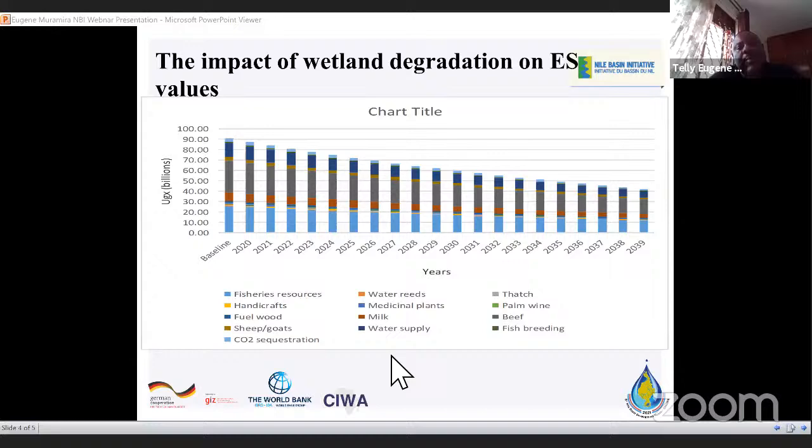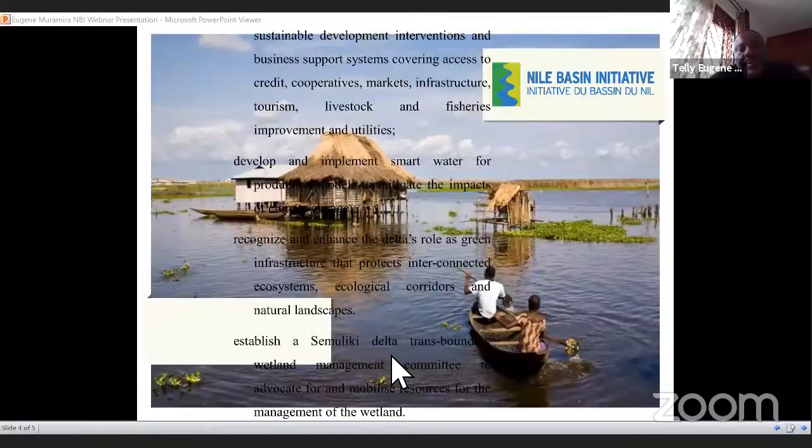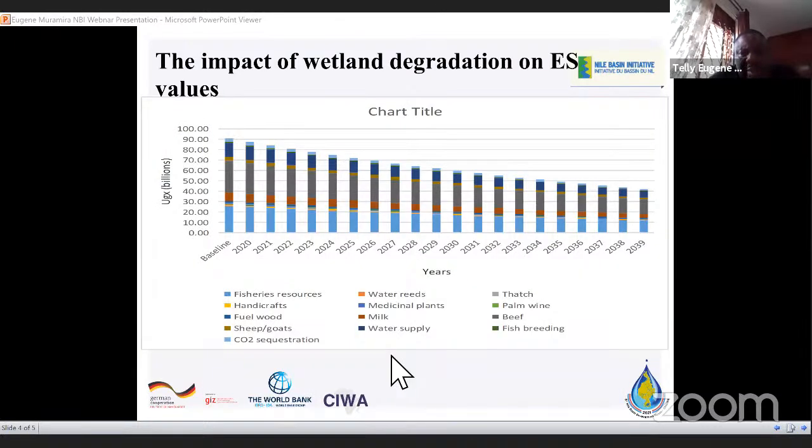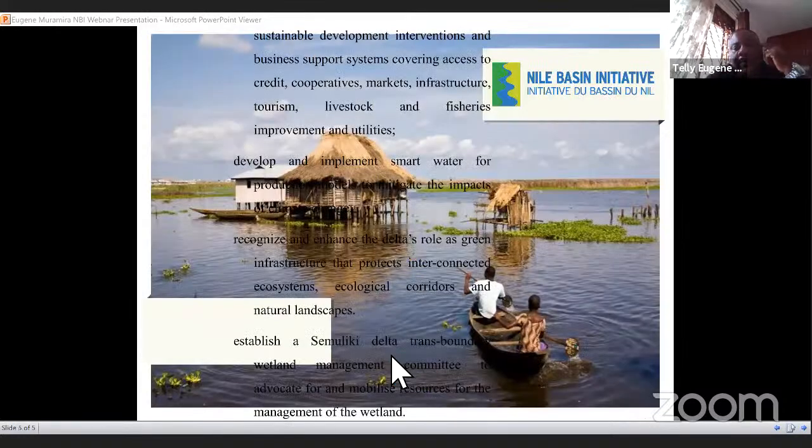The overall picture, if you go to the next slide. Oh, I think you shared the wrong slide. There is a different slide that I sent to you. That is revised. It has a lot more information. Sorry about this mishap.